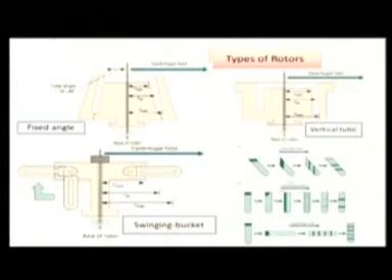The right picture shows the differences between the fixed angle and the swinging bucket model. In the first case, as we said, that is the angular one. Here, the substance present in the tube is trying to move downwards in an angular position. As you increase the centrifugal force, the substance is step by step coming down like this.